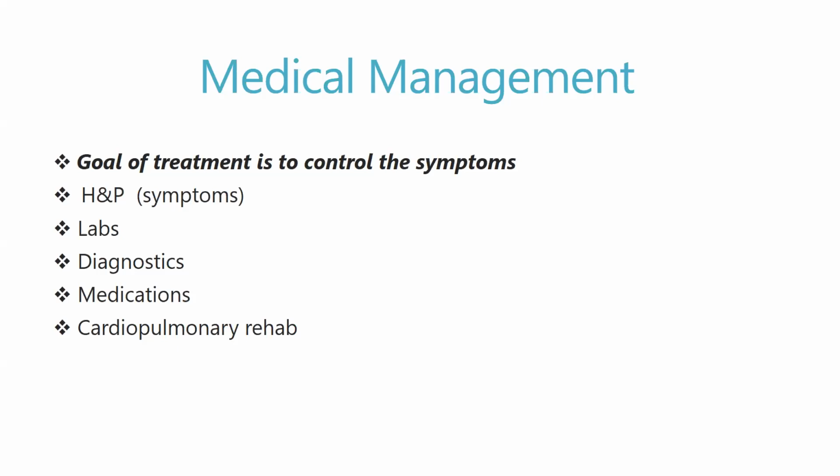CT of the chest can tell us more about what's going on in the lungs and the heart. ABGs can tell us if they're hypoxic or not. Pulmonary function test, right heart cath again, and ventilation perfusion scans, and then testing folks for autoimmune lung diseases.